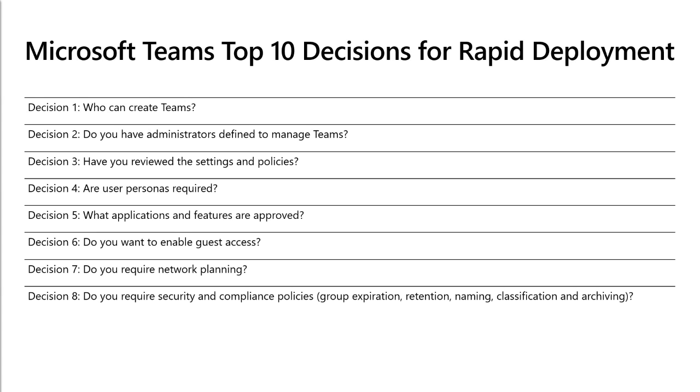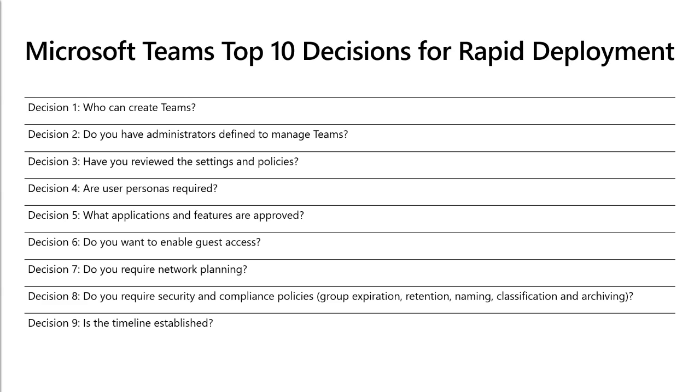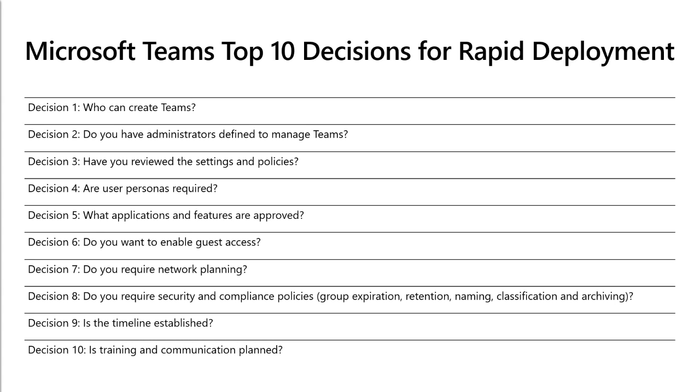Decision 8, probably the longest one right there. Do you require security and compliance policies? And we'll go through those. Decision 9, is the timeline established? That's really critical in rolling out a rapid deployment. And then decision 10, is training and communication planned?